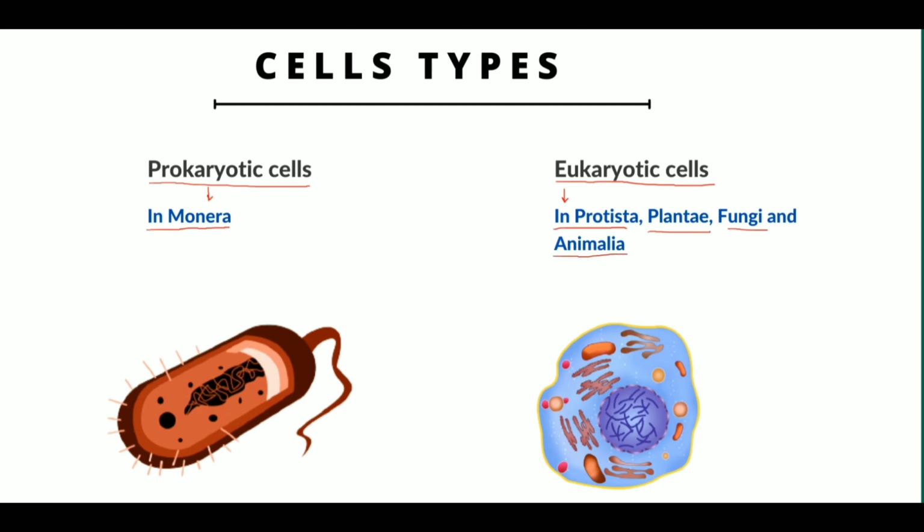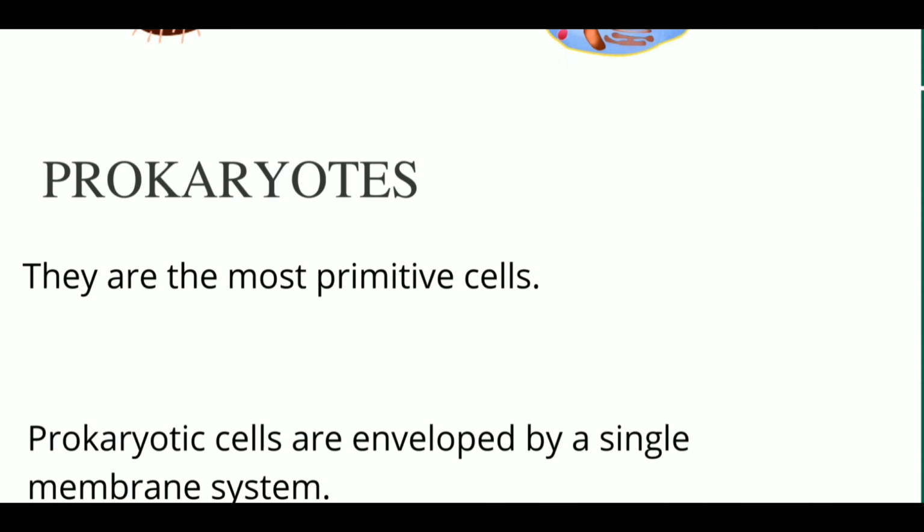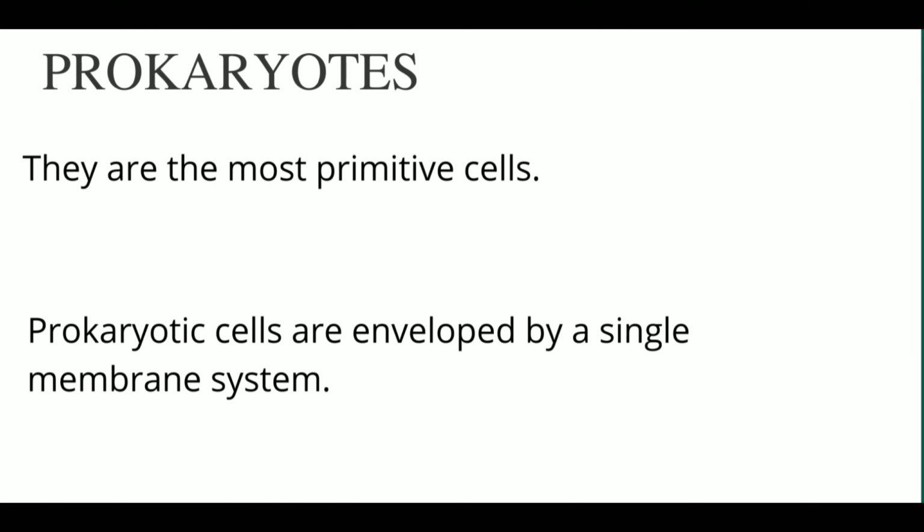So before we discuss the difference between prokaryotic cells and eukaryotic cells, let us try to understand the characteristics of these two types of cells. So prokaryotes, I'll divide this word prokaryotes into two words, pro and karyon. Pro meaning early or before and karyon meaning nucleus. So prokaryotes meaning before nucleus.